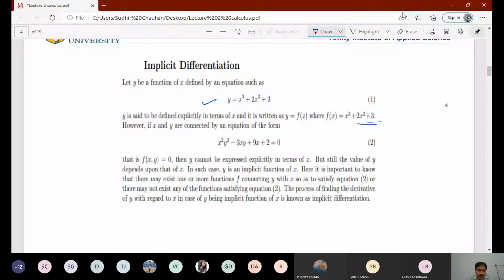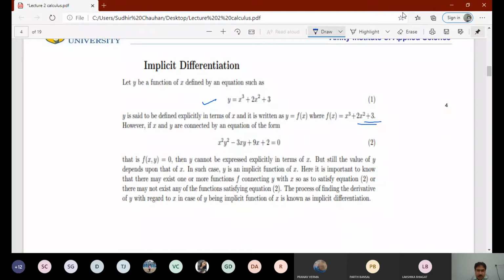Now however, if x and y are connected by the equation x square y square minus 3xy plus 9x plus 2 is equal to 0, so we can write this equation in the form f(x, y) is equal to 0. Then y cannot be expressed explicitly in terms of x, but still the value of y depends upon x. So we can assume that x is the independent variable, so y will be the dependent variable. In such cases, y is an implicit function of x.